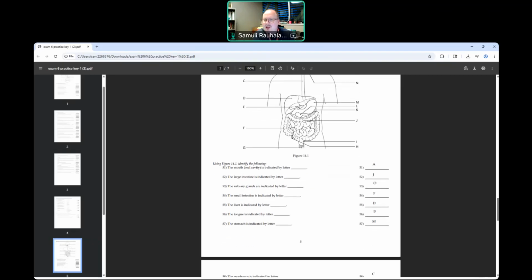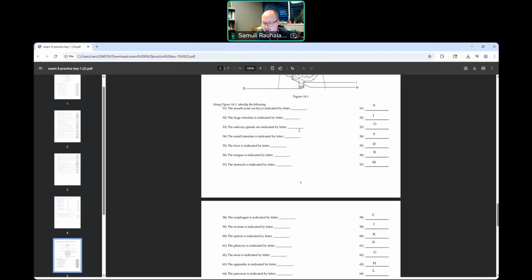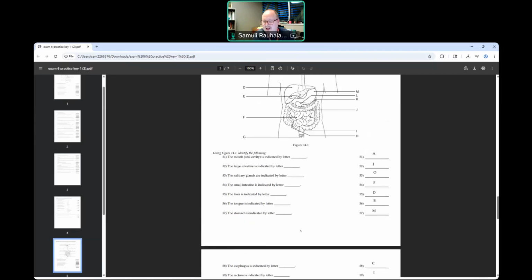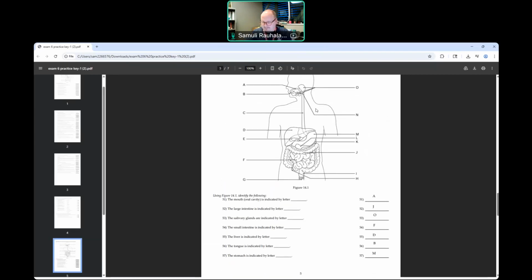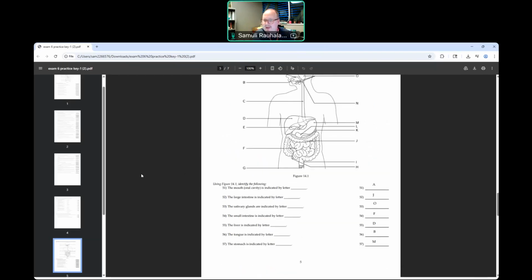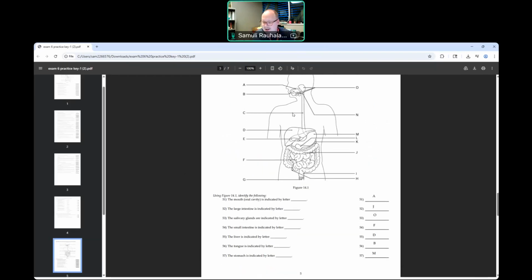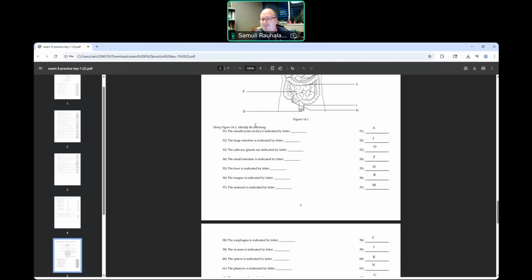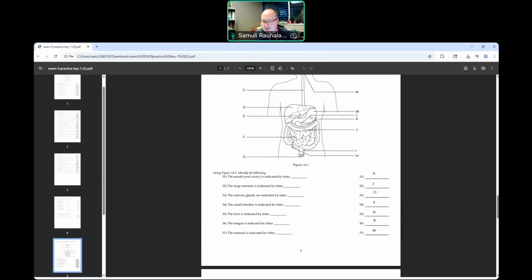On the next page, question 61 shows pharynx, which is indicated with letter N. For question 58, oesophagus, the muscular tube carrying food from mouth to stomach, it is indicated by letter C. Next, on question 57, we see stomach, and that's the storage pouch for chyme, indicated by letter N.